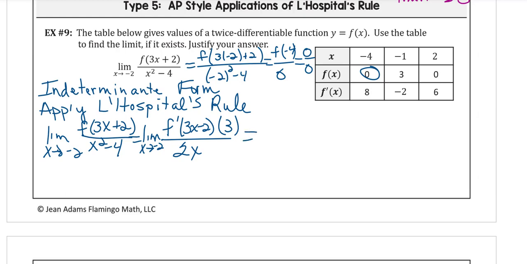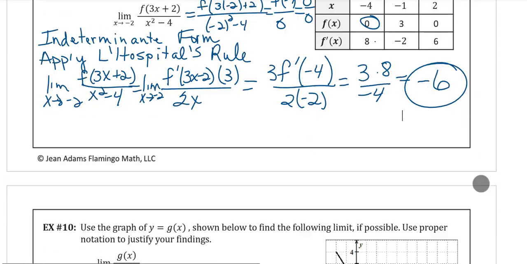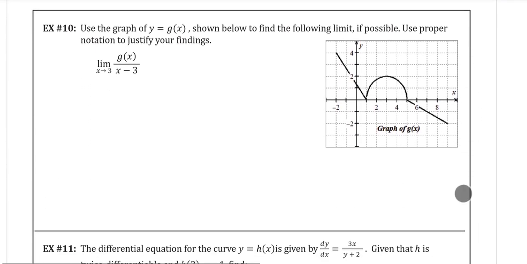Okay, so direct substituting, we are going to have f prime of negative 4 times 3, and that's going to be over 2 times negative 2. So we get 3 times f prime of negative 4, which is 8, over negative 4, so we get negative 6. So as I've stated many times, the AP test loves their tables.